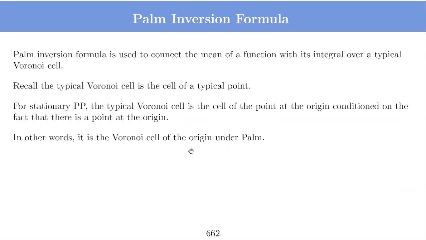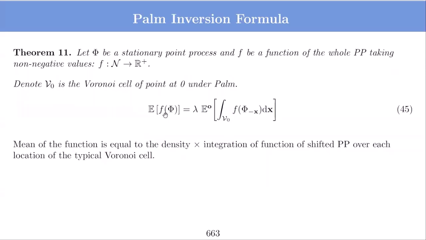Okay, and note that the typical Voronoi cell is the cell of the typical point. So the typical Voronoi cell is the cell of the point at the origin, conditioned on the fact that there is a point at the origin for stationary point processes. So a typical Voronoi cell is nothing but the Voronoi cell of the origin under Palm. So this basically states that the expectation of the function is density multiplied by the expectation under Palm of the typical cell.